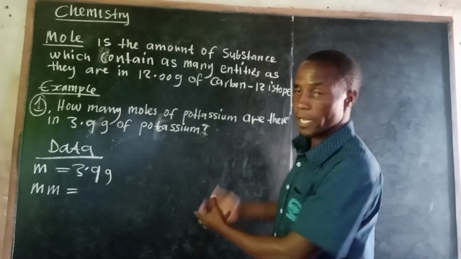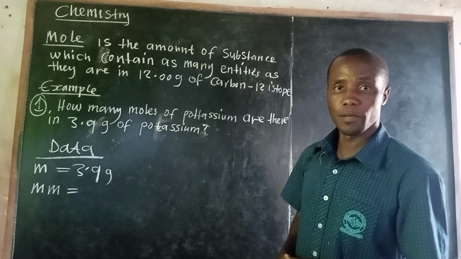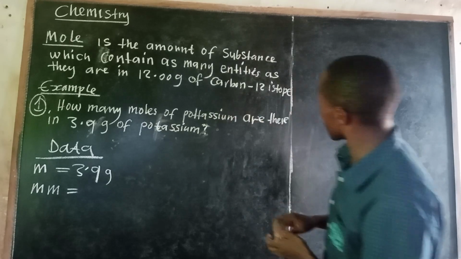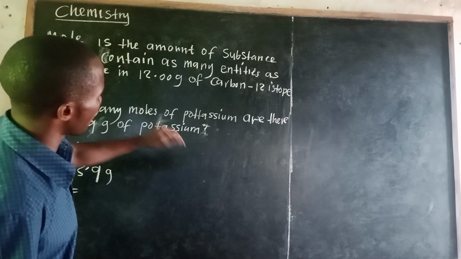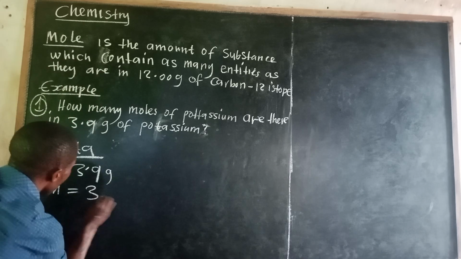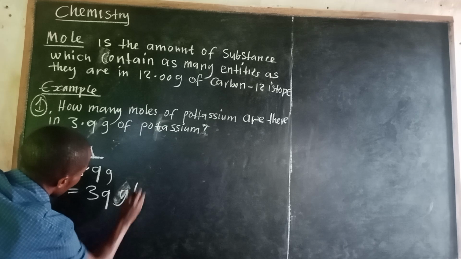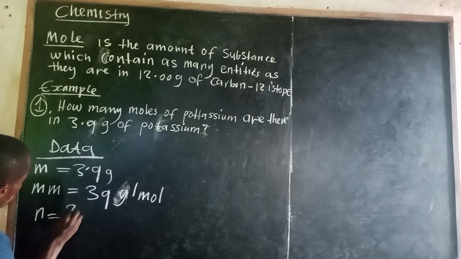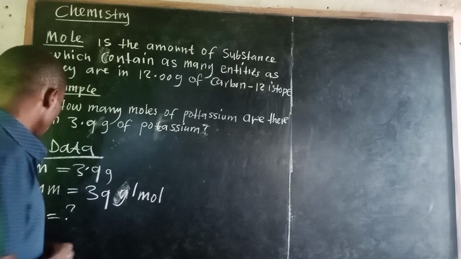So it's very, very important when you are answering this question to have a periodic table, because all elements are indicated on there. Having known the molar mass, which is 39, because 1 times 39 gives 39, that will be our molar mass. So our molar mass is 39 grams per mole. Okay, so then we are now looking for the number of moles, which is n. n represents the number of moles.